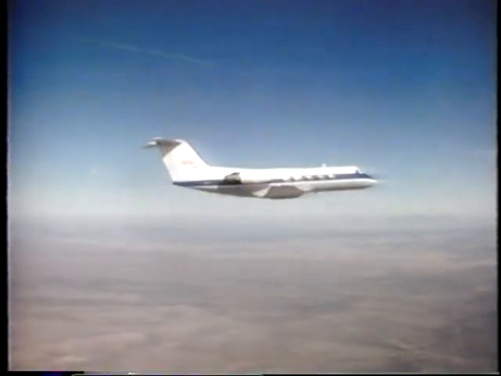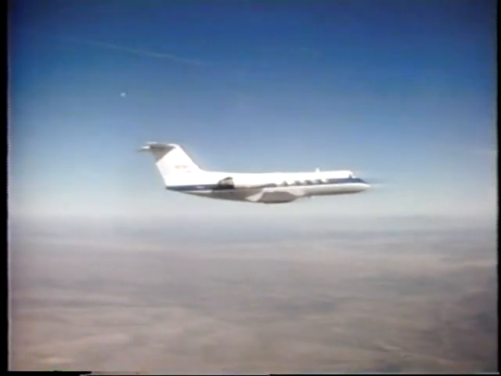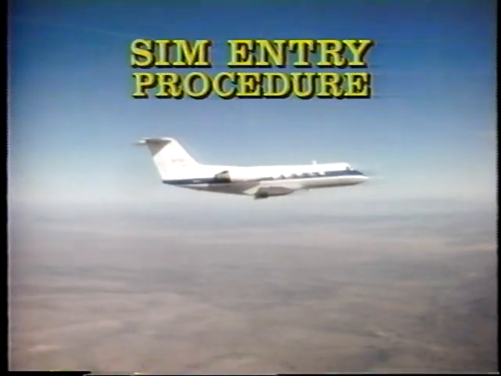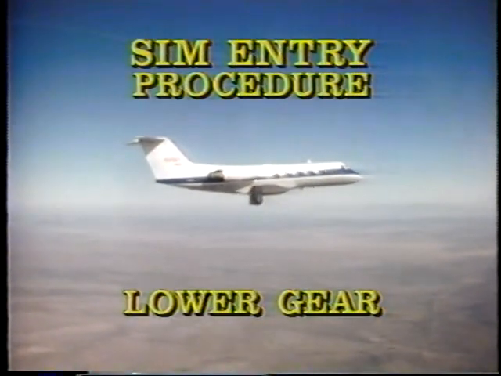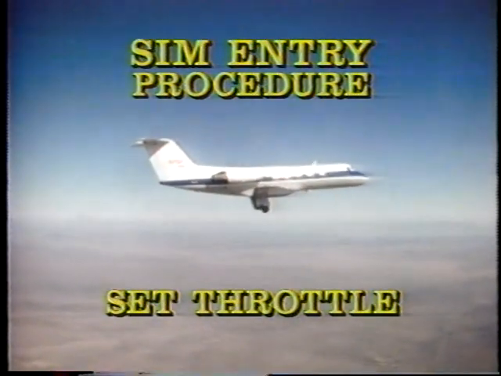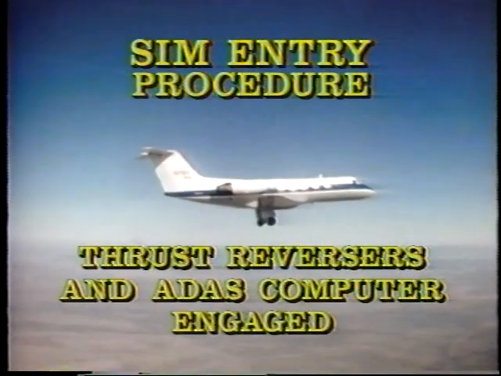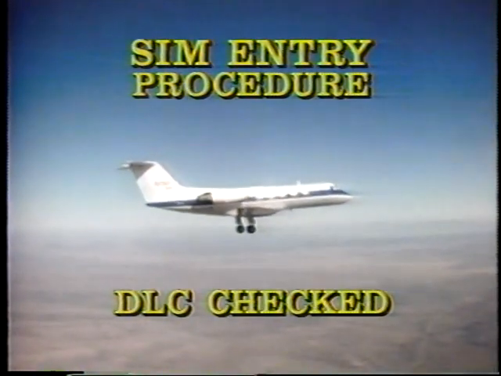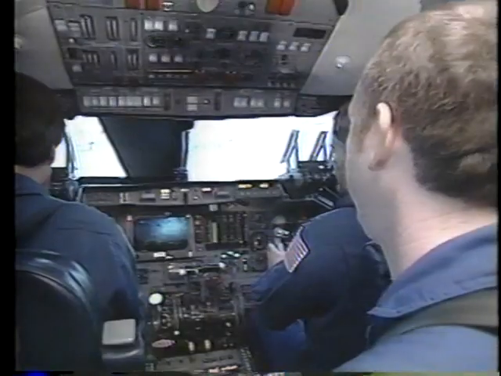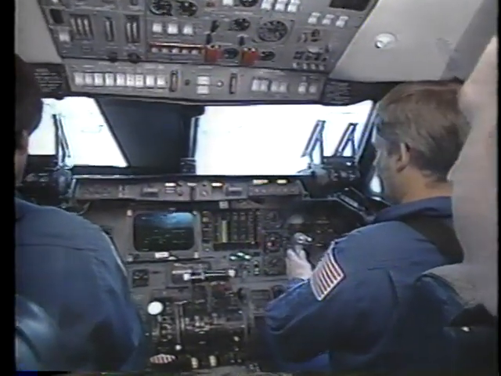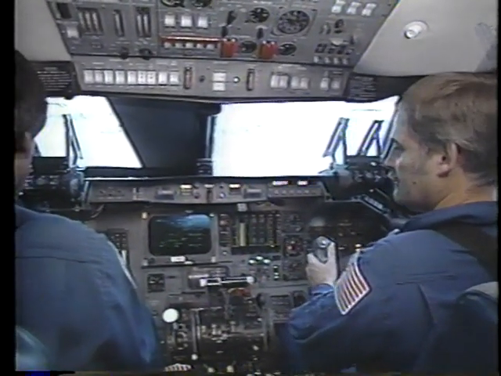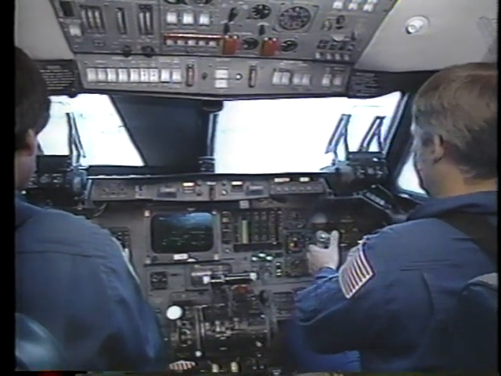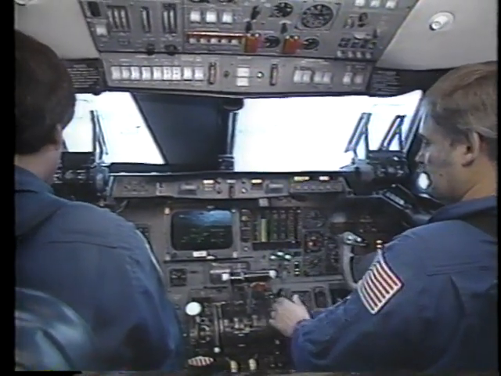Once at this altitude, the pilot slows the plane to roughly 250 knots and performs the sim entry procedure. The main landing gear is lowered, the throttle is set, the thrust reversers and ADAS computer are engaged, and the DLC is checked to make sure it's in track. Each step of the procedure is verified by the FSE. Once the STA is in the simulation mode, the instructor transfers control of the aircraft to the astronaut.